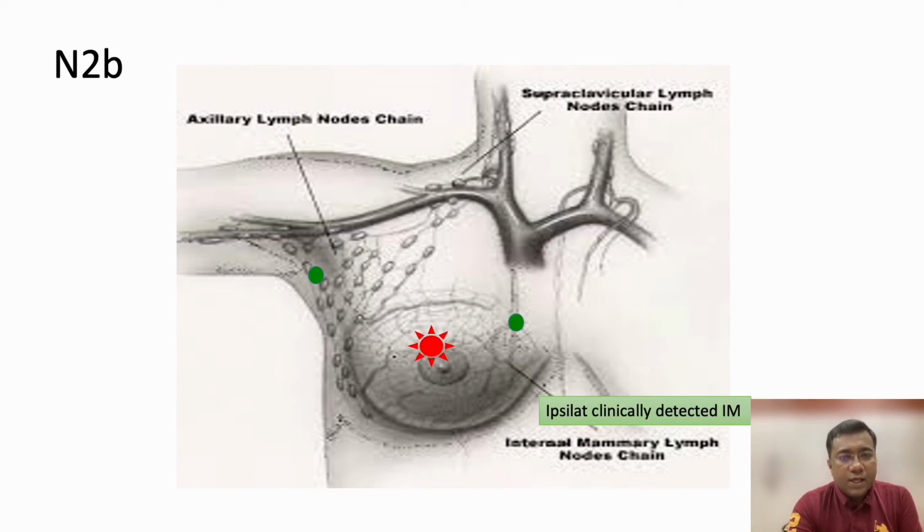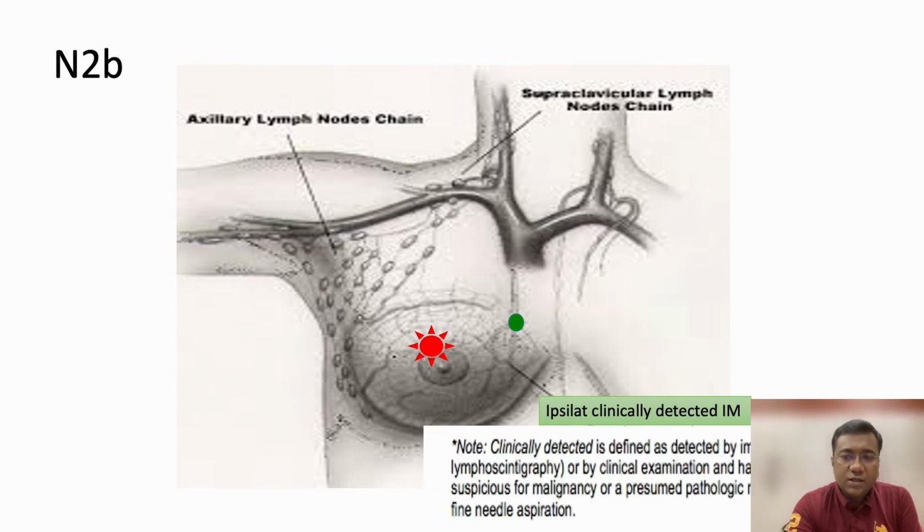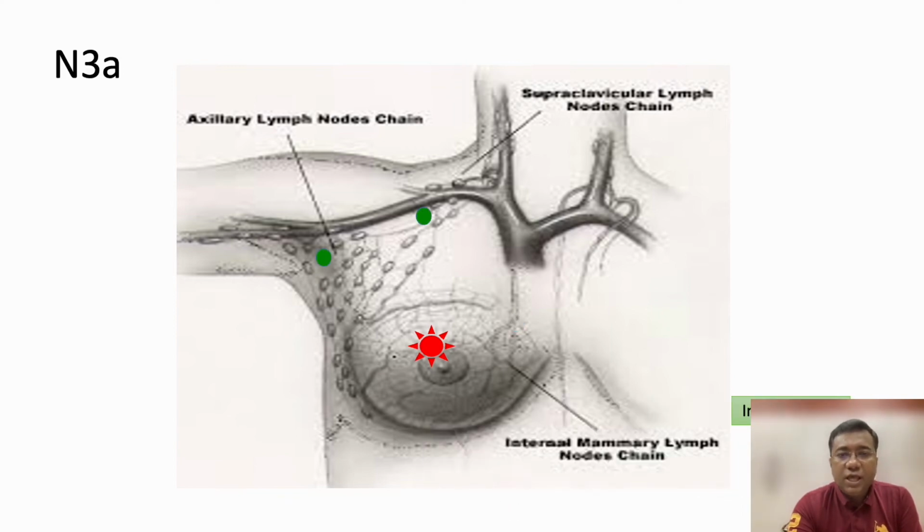Okay, N2B means when you have internal mammary but in absence of axillary, it is called N2B. Clear? Now N3A is axillary plus infraclavicular, as I told you. N3B means both axillary as well as internal mammary, and N3C is the final destination, that is supraclavicular. Okay, so these are the clinical staging of lymph node in relation to breast cancer.